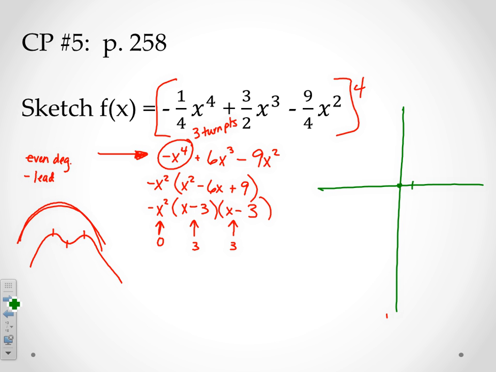All right, so 0, we'll put 3 back on there. Let's figure out where the 2 is. So if we put in x is equal to 2, okay, you'll have negative 2 to the 4th plus 6 times 2 to the 3rd minus 9 times 2 squared. So negative of 2 to the 4th is negative 16. 6 times 8, 48. And then minus 9 times 4, which is minus 36. All right, so that's looking like negative 4.